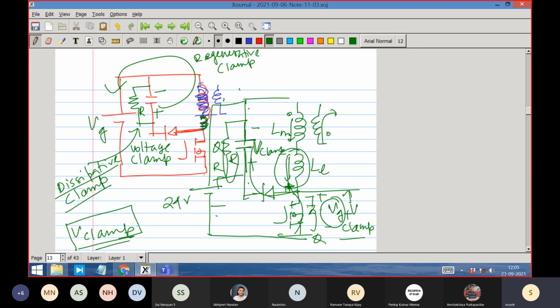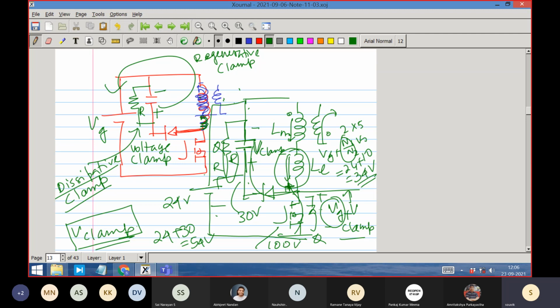It is not Vg plus N1 by N2 into V0, which is N1 by N2 equal to 2, into 5, that means 10. So it should have been 24 plus 10, which is 34 volt in an ideal converter. In a completely badly designed converter, it could be anything and fail. But in a well-designed converter, let us say the clamp voltage we have developed is about 30 volt. Then it will be 24 plus 30, which is 54 volt. That is within the rating of the device, which may be considered a 100 volt device.